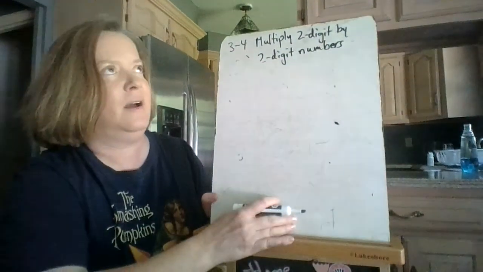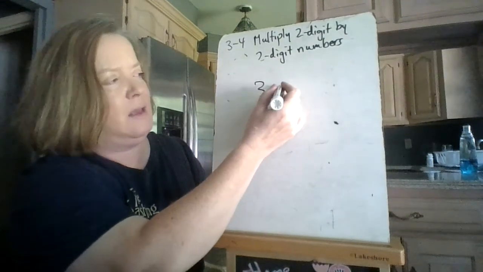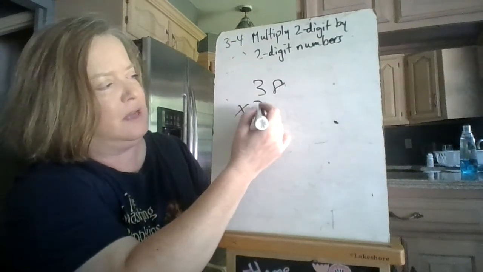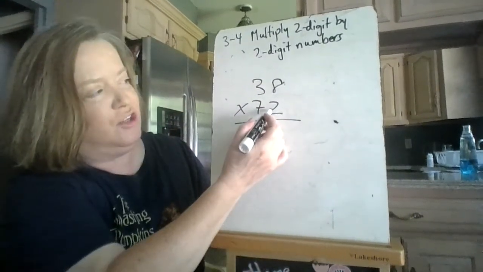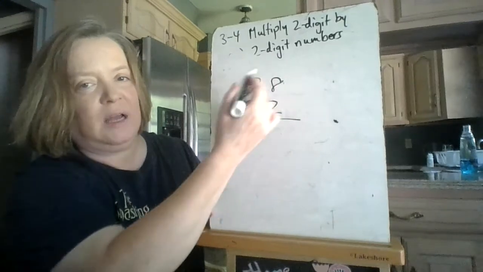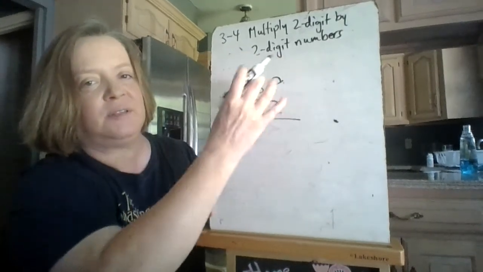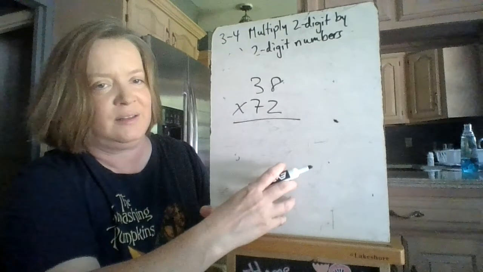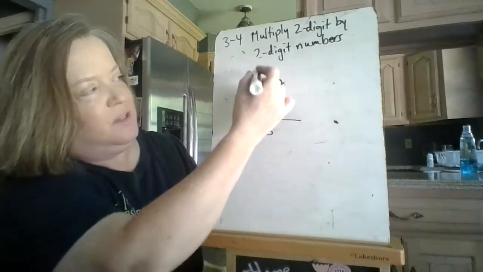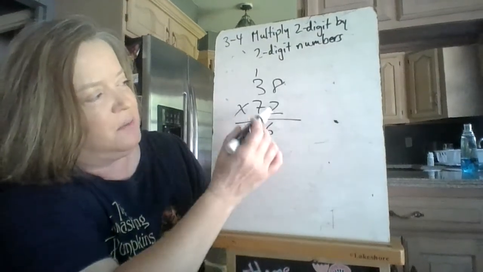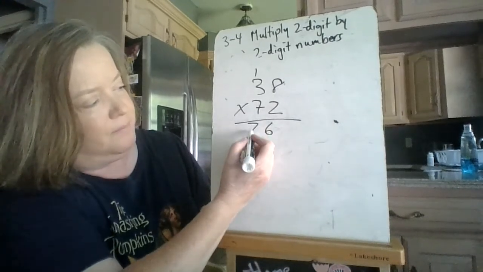Let's say you had 38 times 72. Okay, again, first I'm going to multiply my 2, which is in the ones place, times this number, get a partial product, then do my 7, which is in the tens place, times this number, get a partial product, and add them together. So 2 times 8 is 16. 6, putting the 6 in the ones place, carrying this 1 over to the tens place. 2 times 3 is 6, plus 1 is 7.